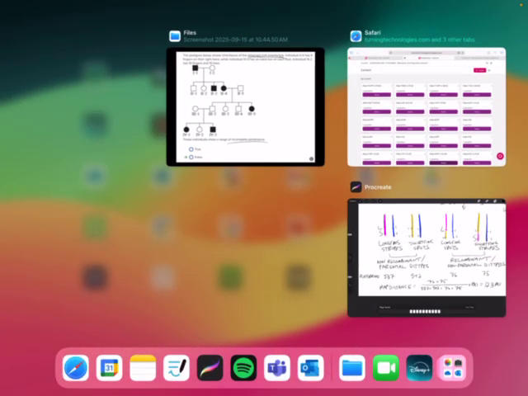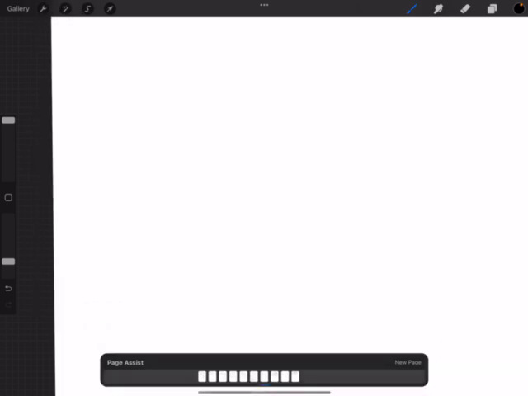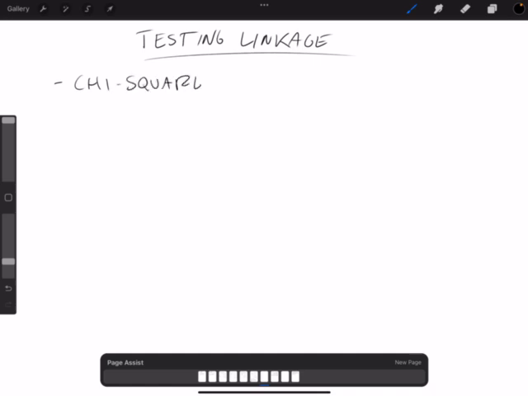So let's say you have some data and you want to know, are my genes linked or are they unlinked? And so let's briefly discuss testing linkage. We can test linkage with our good friend, the chi-squared test, where, if you recall, we take the observed numbers minus the expected, square that, and divide it by the expected, and we sum that for all of the phenotype categories.